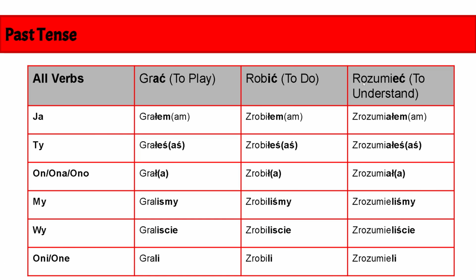So again, I'm just going to go down the list. Ja zrozumiałem, or ja zrozumiałam. Ty zrozumiałeś, or ty zrozumiałaś. On zrozumiał, ona zrozumiała, ono zrozumiało. My zrozumieliśmy, wy zrozumieliście, oni, one zrozumieli. Again, these three are all the same. Every single one in this box is exactly the same. And again, we're replacing the e with the a for rozumieć, for ja, ty, and these three.